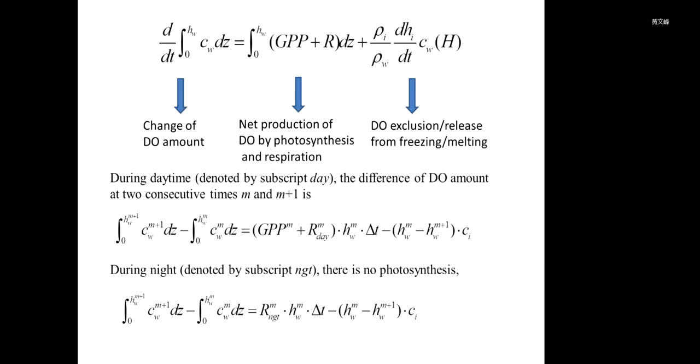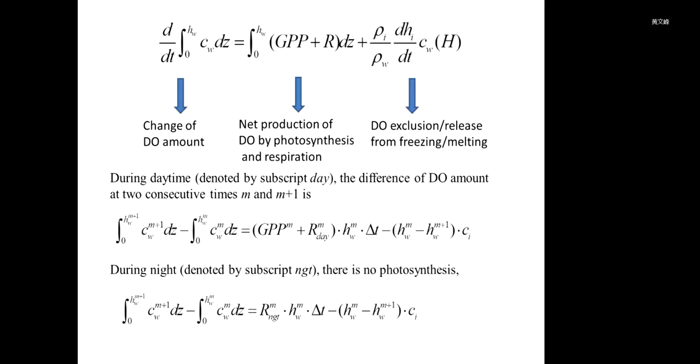From this equation, we can separate the time into daytime and nighttime. During daytime, the difference of DO amount at two consecutive times can be expressed as the middle equation. And during the nighttime, there is no photosynthesis, so the middle equation can be transformed into the last equation, which deleted the GPP. So since we observed DO concentration changes in nights, we can get nighttime respiration R from the last equation.